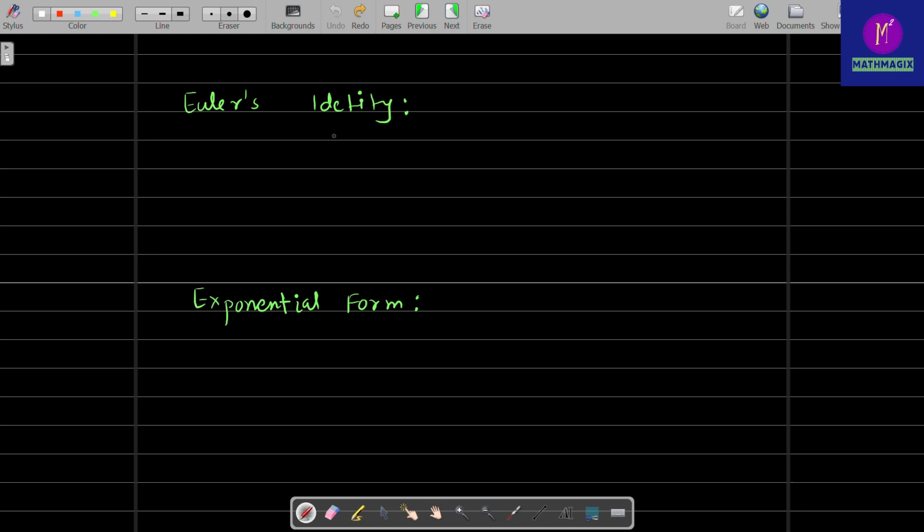Now we will see what is Euler's identity. So cos theta plus i sin theta is equal to e raised to i theta, which is called Euler's identity. As we know that cos theta plus i sin theta is e raised to i theta, we can also write cos theta minus i sin theta is equal to e raised to minus i theta.